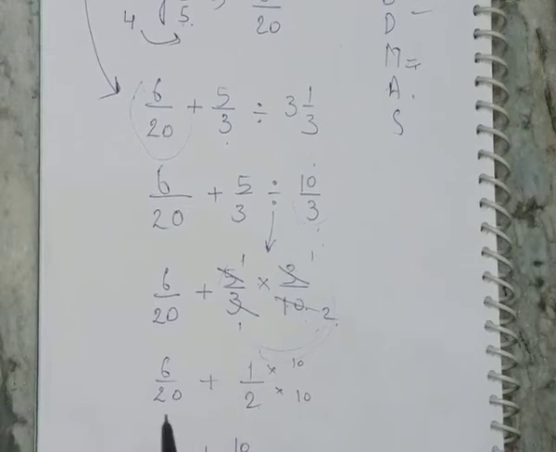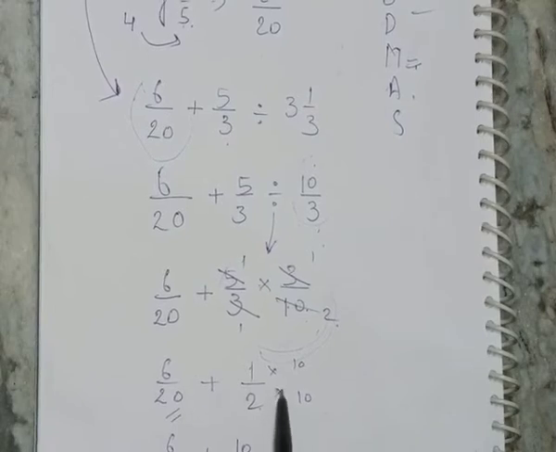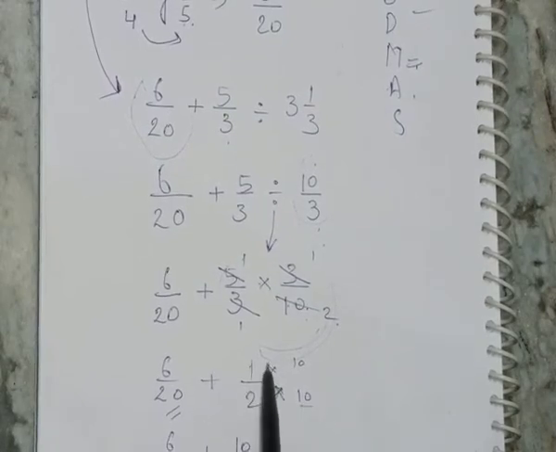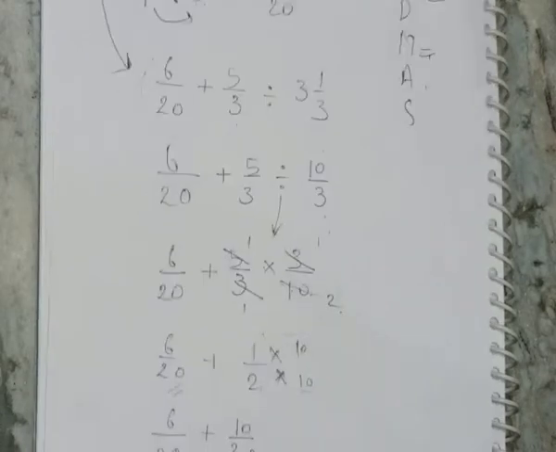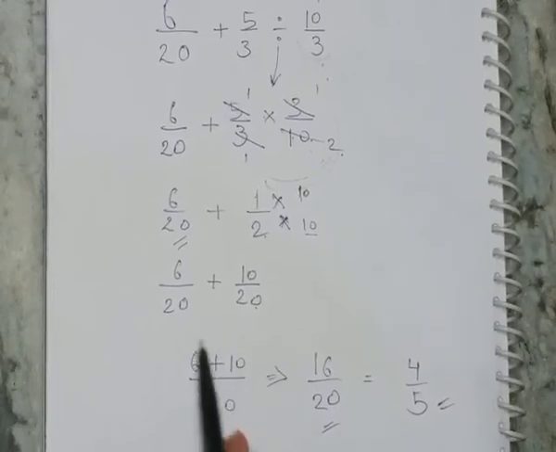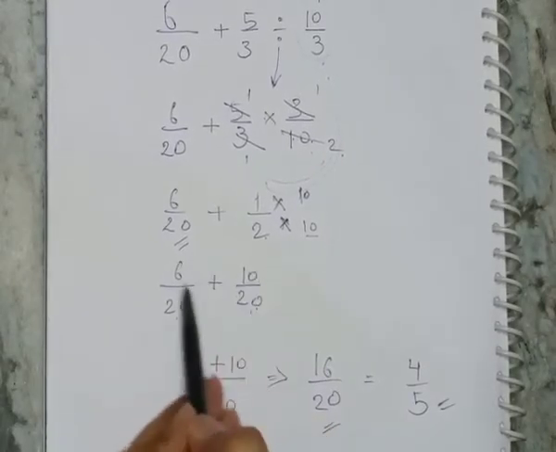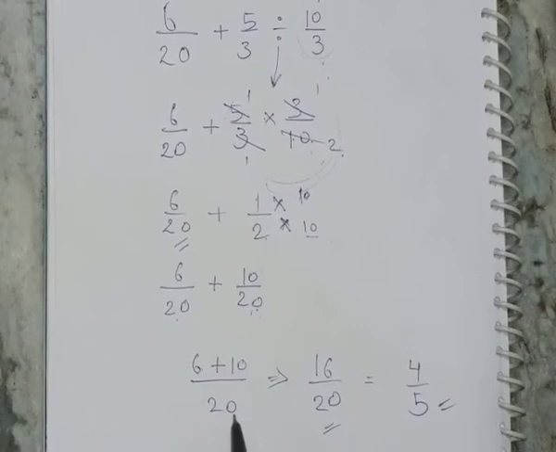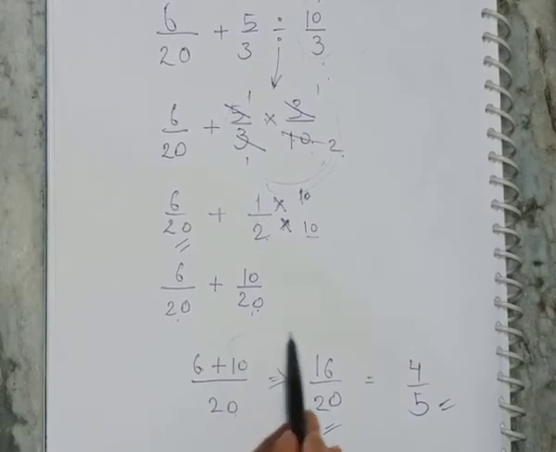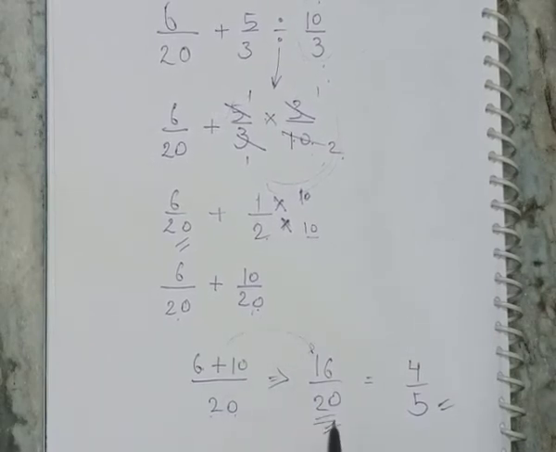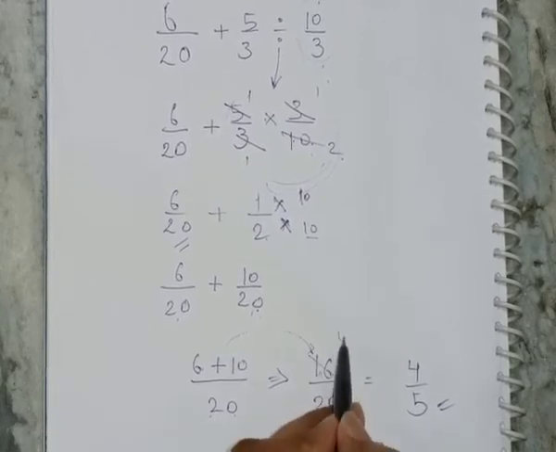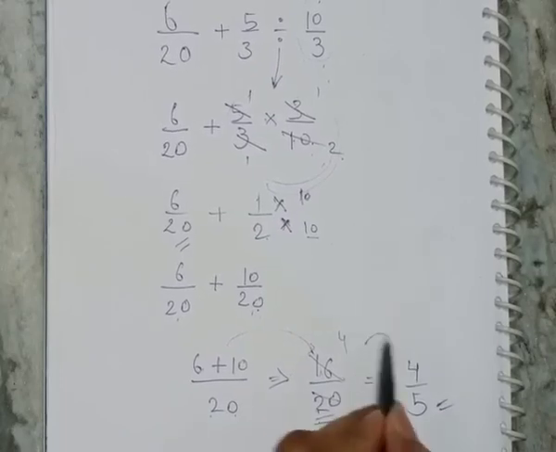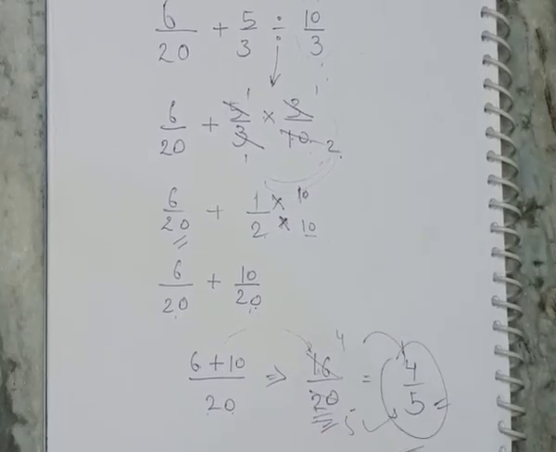Now to make the same denominator of 20, we multiply the denominator 2 by 10, and we multiply the numerator by 10 also. So we can write it as 10 by 20. Now the denominators are the same, so we can add directly: 6 plus 10 by 20. We can write it as 16 by 20, or divide by 4 because 4 is the HCF. So 4 4s are 16 and 4 5s are 20. The answer will be 4 by 5.